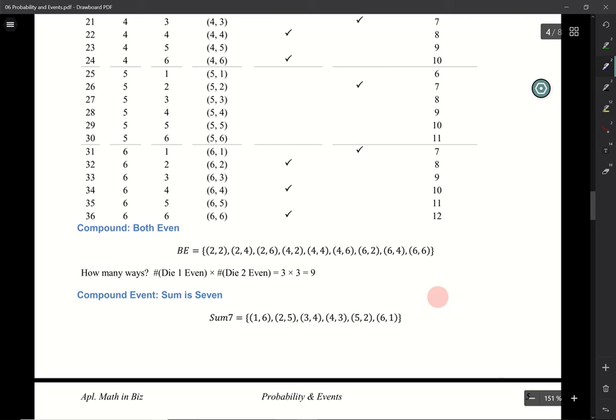Okay, and so listing out the compound event where they're both even would be something like BE, both even. Not break even, right? That's another model. This is both even in this case. And so, number 1, number 2, 3 would be 9. Okay, and so the sum 7 compound event would look like this, where you just enumerate them.